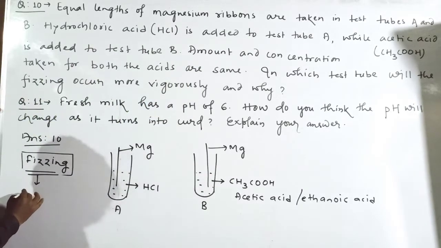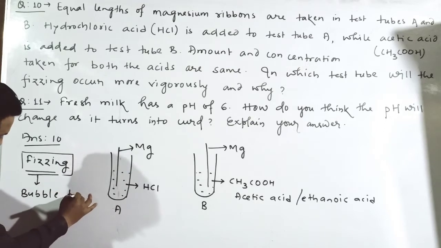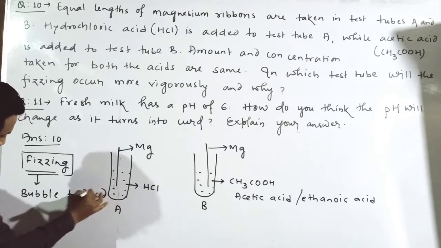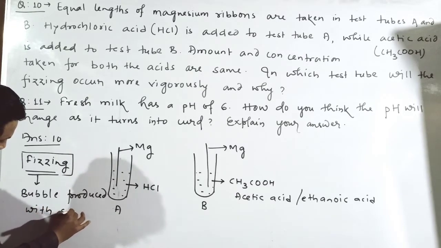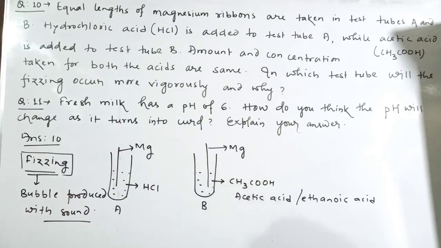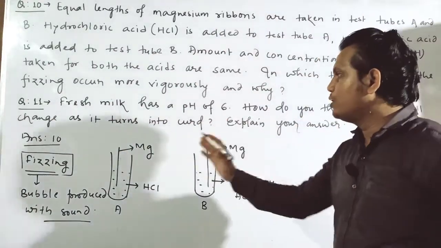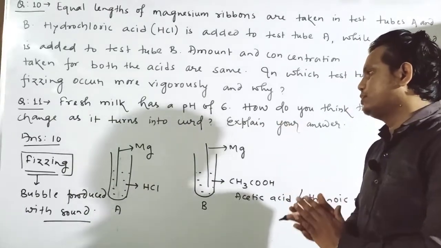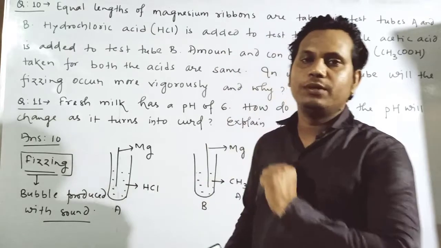Fizzing means bubbles produced, and there will be some sound. This is the meaning of fizzing. So the question is, in which test tube will fizzing occur more vigorously? Means in which test tube more bubbles will be produced.